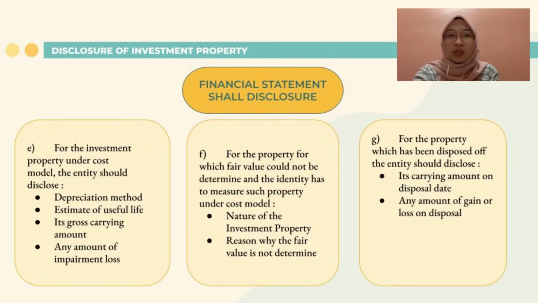The financial statements shall disclose, for investment property under the cost model, the depreciation method, estimate of useful life, its gross carrying amount, and any amount of impairment loss. Next, for property for which fair value could not be determined and the entity has to measure such property under the cost model: first, the nature of the investment property. Next, the reason why the fair value is not determined. Last, for property which has been disposed of, the entity should disclose first its carrying amount on the disposal date and any amount of gain or loss on disposal.